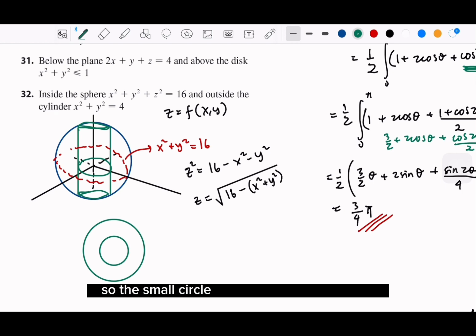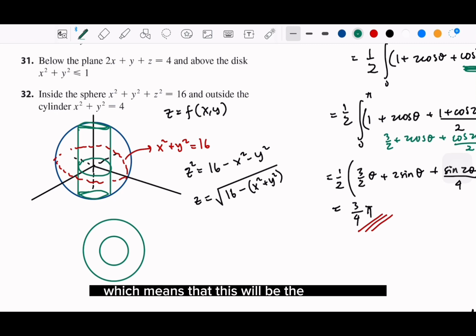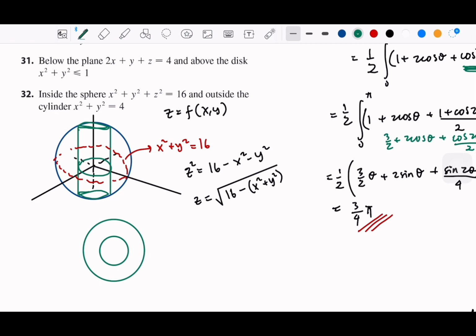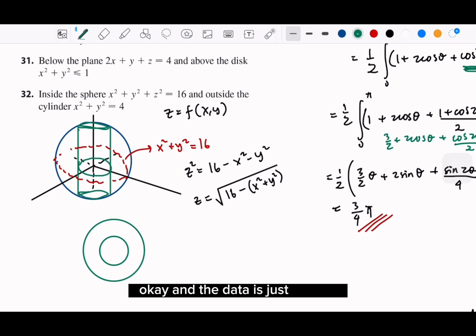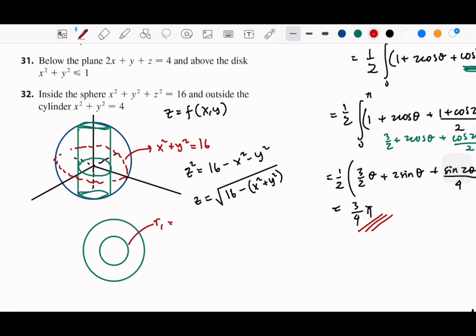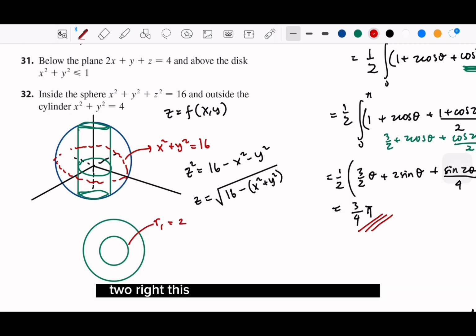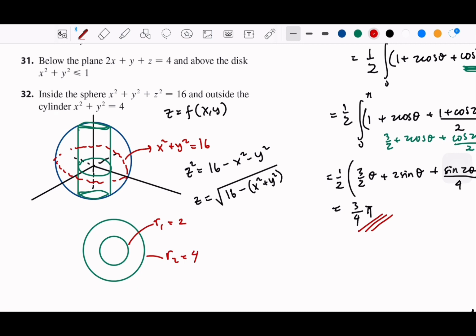So the small circle is going to be our cylinder, and the large one, the red one here, is our sphere, which means that this will be radius 1, this is radius 2. Okay? And theta is just all theta, right? 0 to 2 pi. So this will be R1, which is 2, right? This is R2, which is 4. This is r equal 2, this is r equal 4, right?